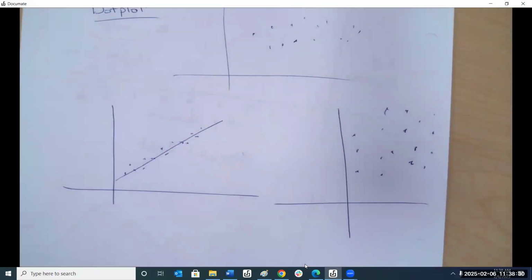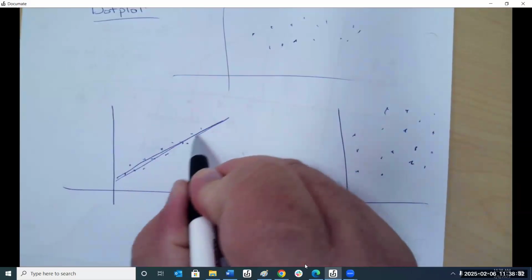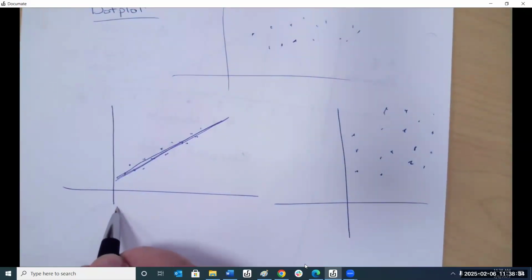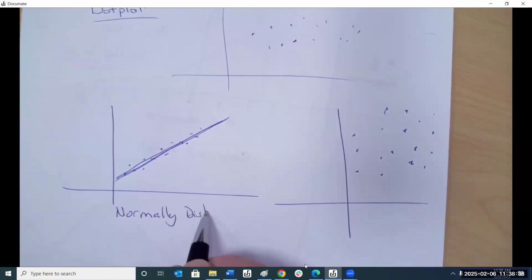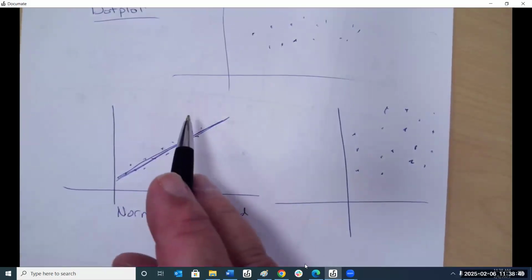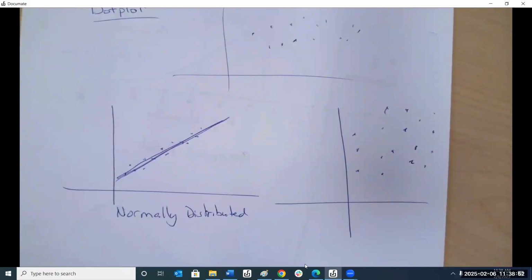Yes, because the data itself, you can find a line that best describes all those. So these are normally distributed. The closer these dots get to that line, the better you can predict future occurrences of that outcome.